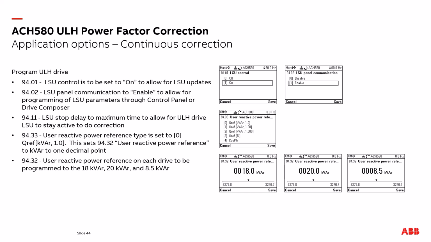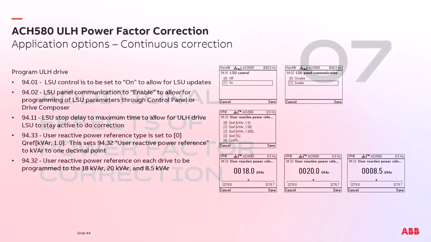The 3 drives we're going to program: one drive we're going to program for 18 kVAR, the other for 20 kVAR, and the last drive for 8.5 kVAR. That's going to build up our 46.5 kVAR of correction to our system.